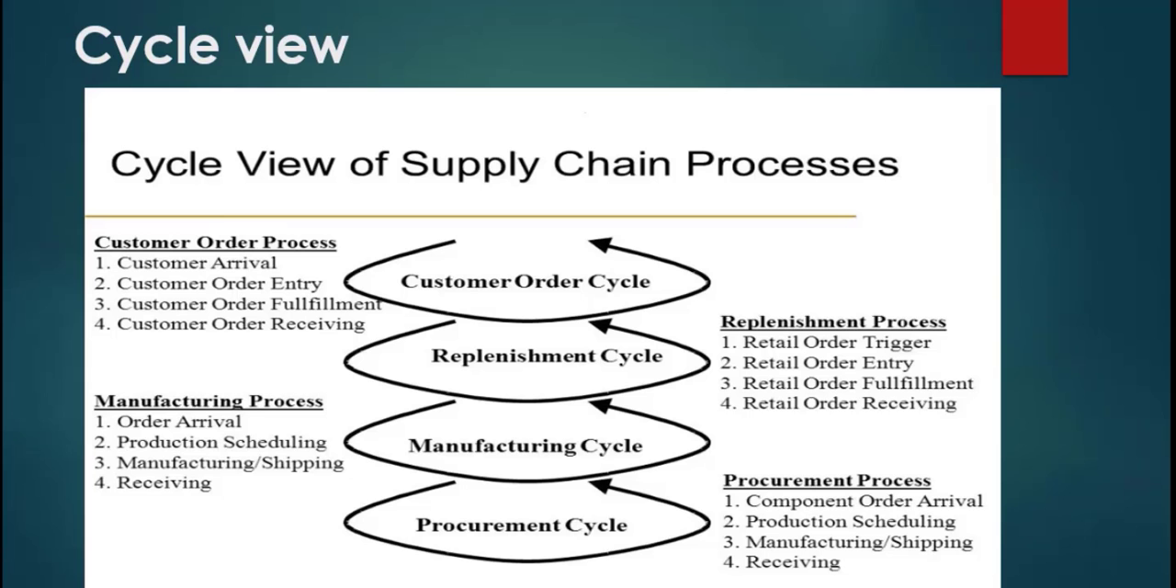Cycle view clearly defines the processes involved and the owners of each process, specifies the roles and responsibilities of each member and the desired outcome of each process. So each cycle occurs at the interface between two successive stages of the supply chain.